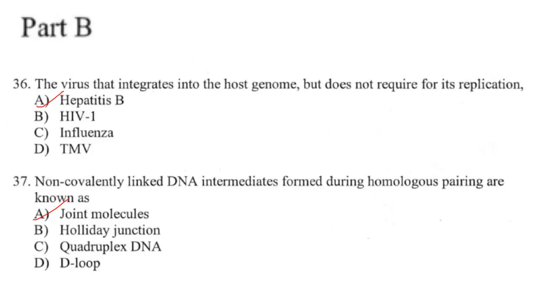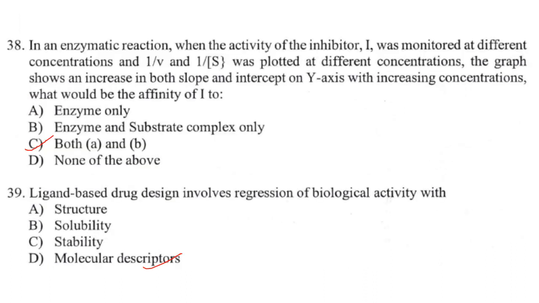Then part B. First question. The virus that integrates into the host genome but does not require it for its replication. Hepatitis B. Answer is option A. Then next one. Non-covalently linked DNA intermediates formed during homologous pairing are known as, so they are known as joint molecules. Answer is option A. Next one.